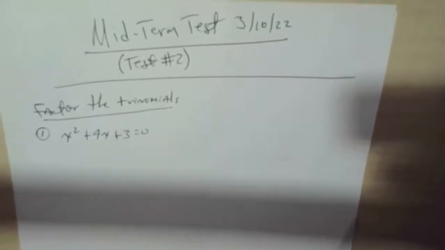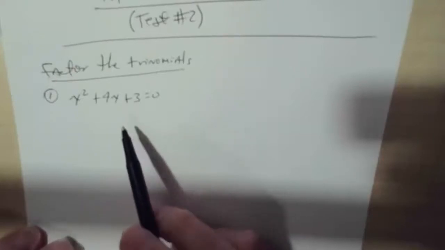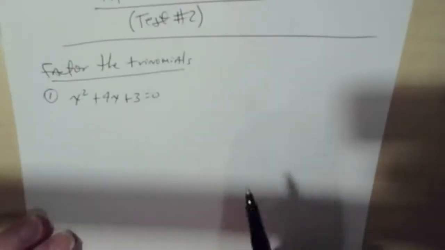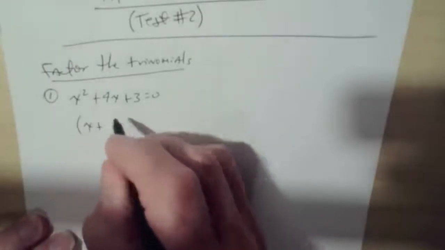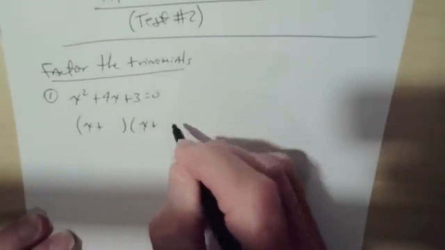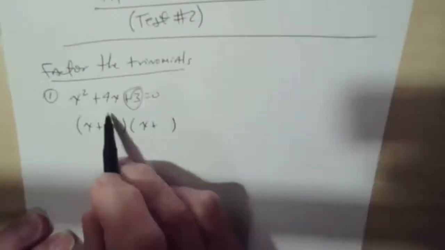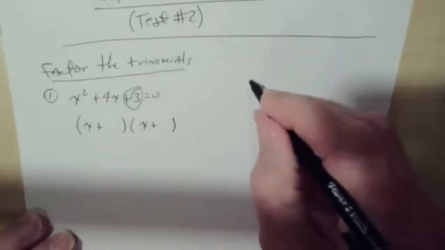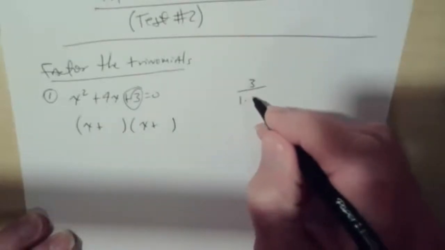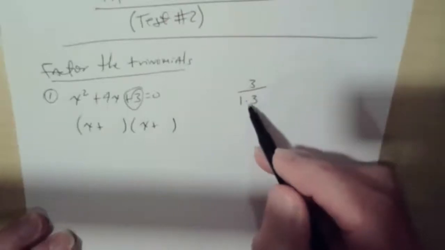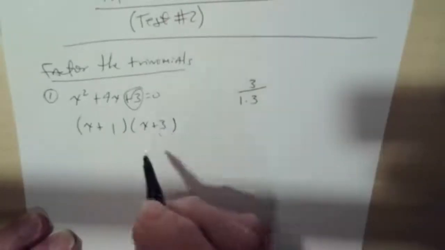This is the review for our midterm test, and it is on the 10th. And number one, if I've numbered them right, factor the trinomials. Now remember, everything in here is positive, so our answer is going to be x plus something and x plus something. Now we want the factors of 3 that add up to 4. And 3 is a prime number, so it's got to be 1 and 3. Right? Right.